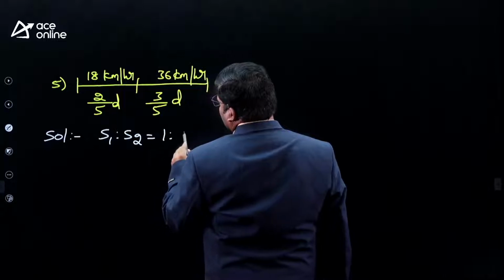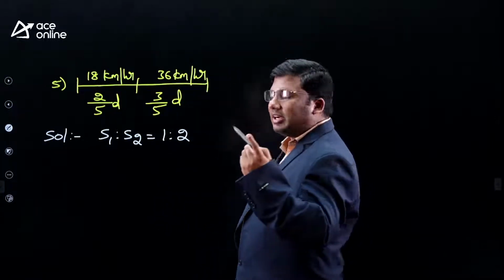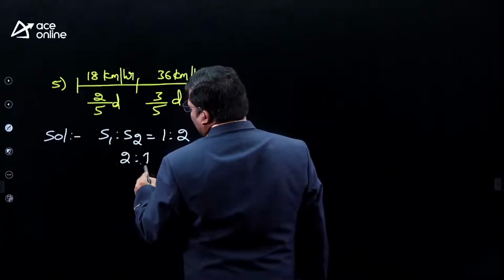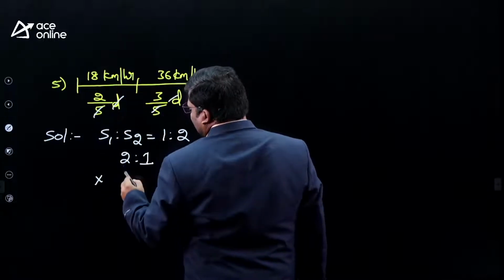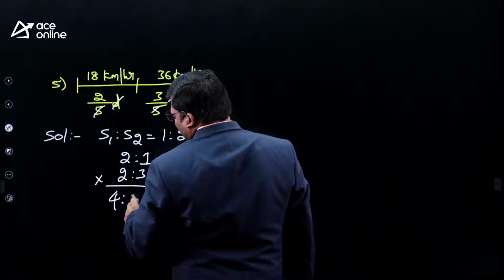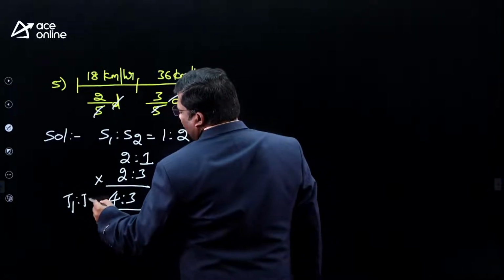18:36, which is 1:2. 2:1 would have been the time period ratio if the distance is the same. 2:1 into 2:3, the 5 and d cancel. So this will become 4:3. The time period ratio will become 4:3.